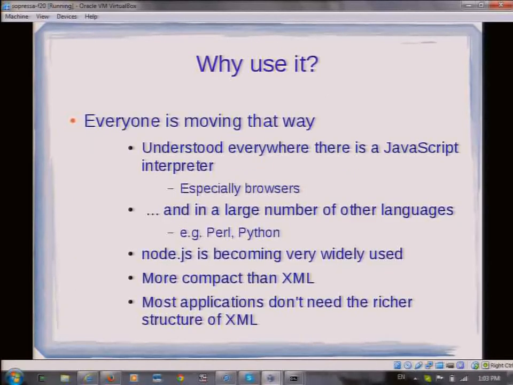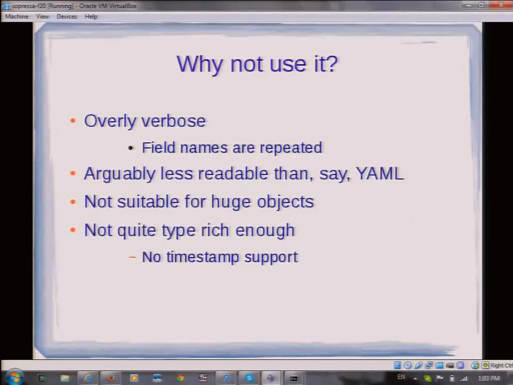Okay, so why use it? Well, everybody's used to it, and it just kind of works. Why not use it? Well, there are some downsides, and the downsides are that it's a bit verbose. Field names are often repeated. It's not as compressed as it might be. It's not terribly suitable for huge objects, and it's not quite type rich enough. Some people prefer YAML because it uses less quotes. I think that's a battle that's just been lost.